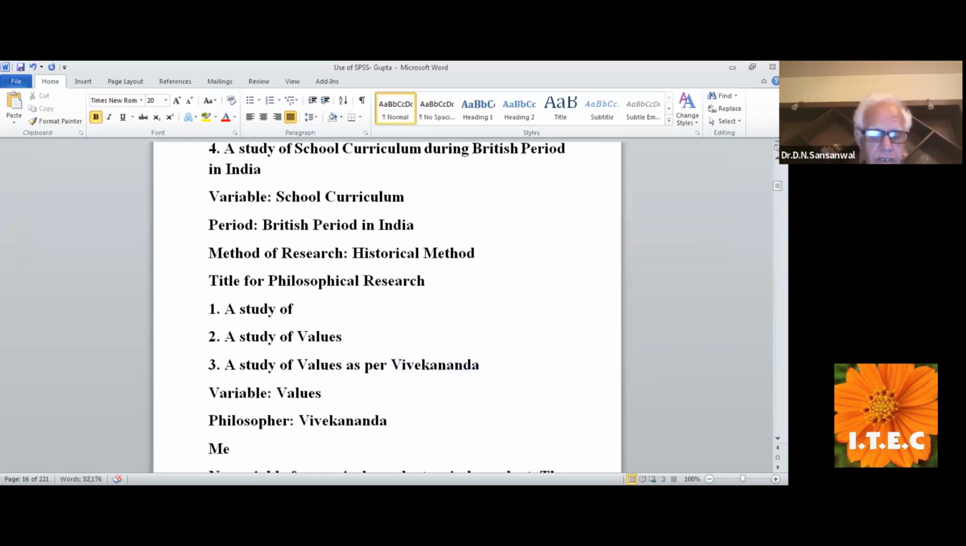And the method is philosophical. Why? Because you only have to take the information from the primary source. You only have to read the books written by Vivekananda. You cannot read any other book. So therefore, this is the appropriate title for the philosophical research.